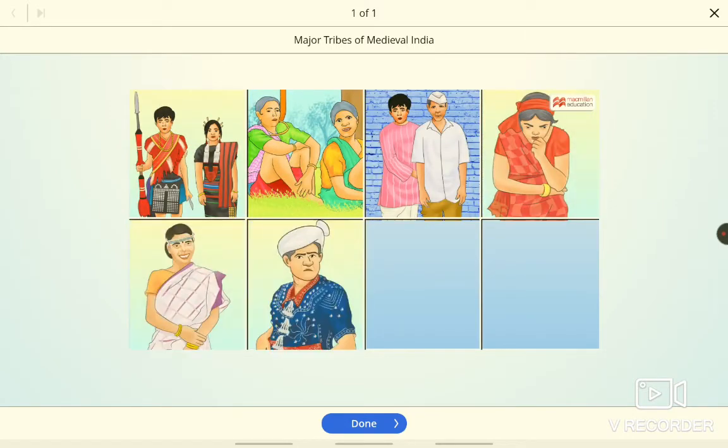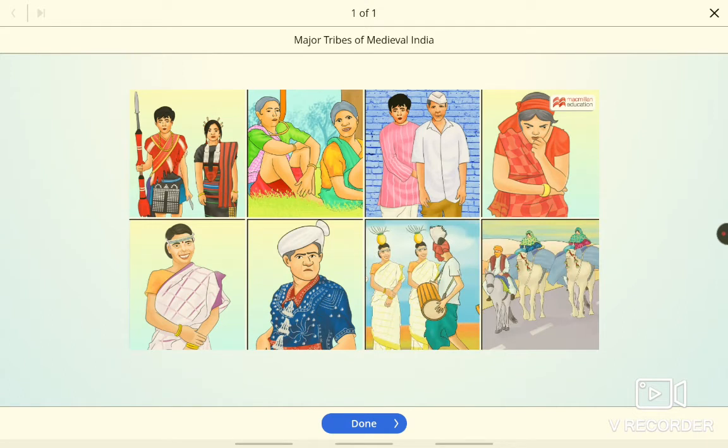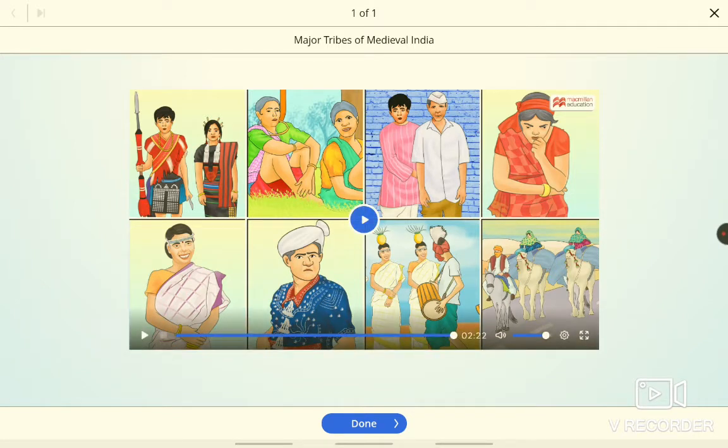There is not much documentation about the tribes. However, they preserved their history orally. Also, anthropological studies help us to understand them better. Now let's continue this chapter with the second part of this.